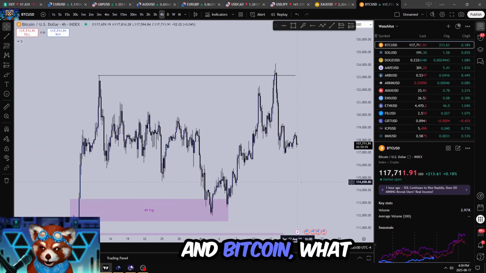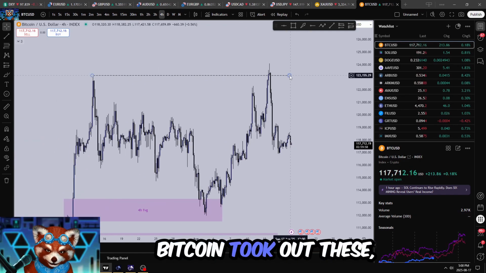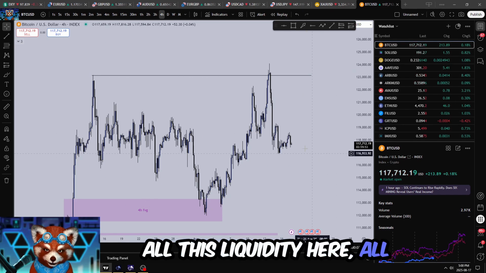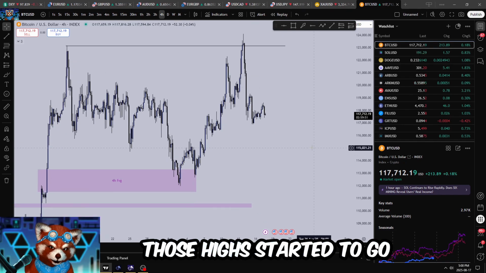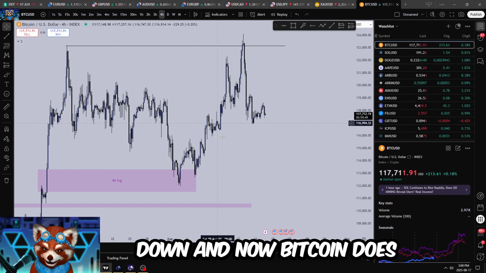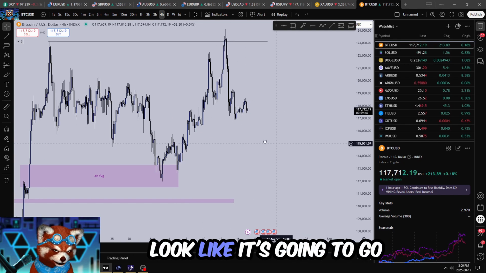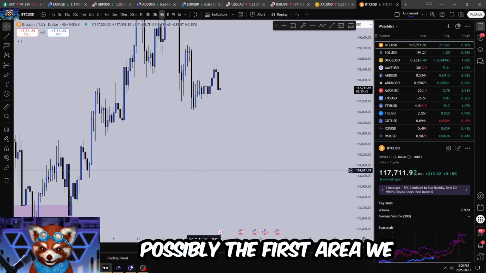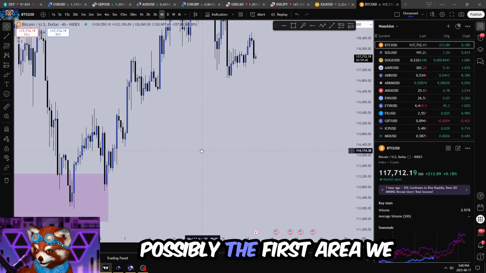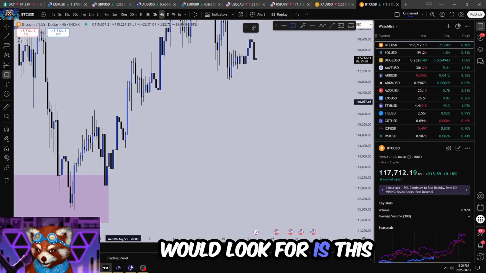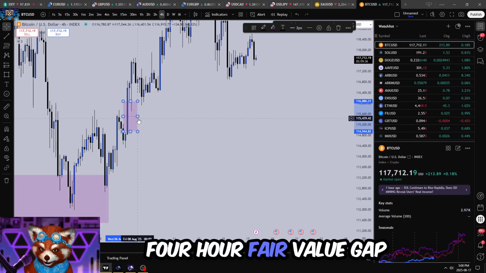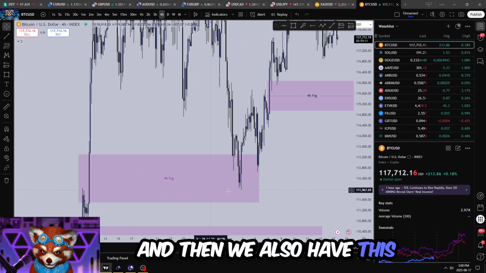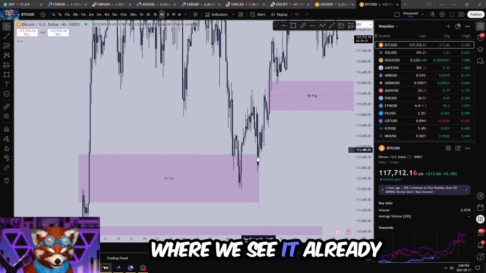And Bitcoin. What did Bitcoin do? Bitcoin took out all this liquidity here, all those highs, and started to go down. And now Bitcoin does look like it's going to go down a little bit more, possibly. The first area we would look for is this 4-hour fair value gap. And then we also have this 4-hour fair value gap where we see it already tested.